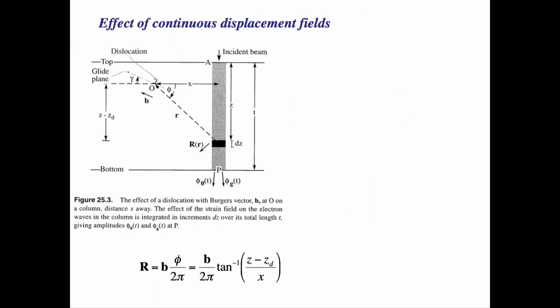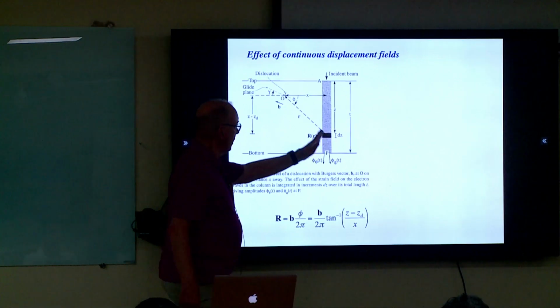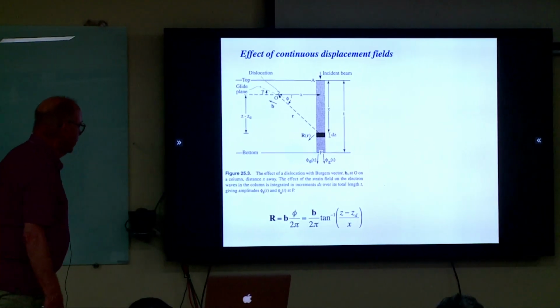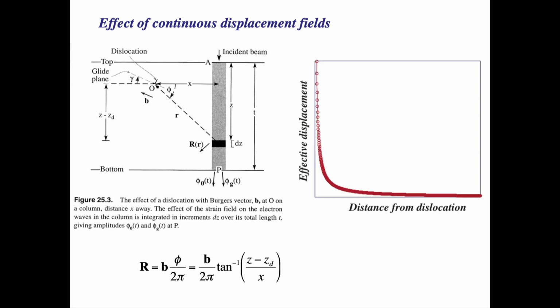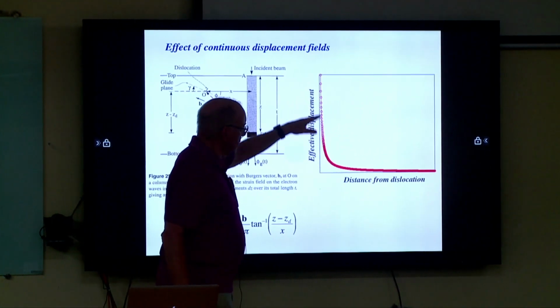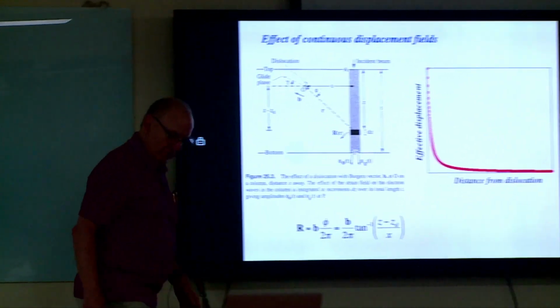So, of course, if we have a dislocation, then we have continuous displacement fields. And so at some distance from the dislocation, we'll pick up some information. Again, the bottom expression there is for a screw, just the Burgers vector. And the effective displacement looks like that in terms of distance from the dislocation. So obviously there's a lot of displacement very close to the dislocation, but as you go away from it, it decreases.